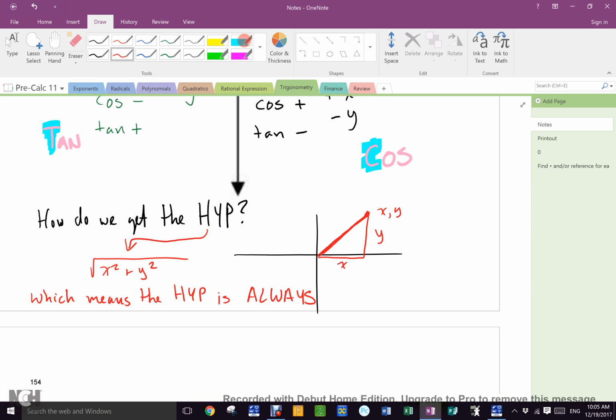X and Y can be what? What are my choices for X and Y? They can be one of two things: positive or negative. What must the hypotenuse be? Why? Whenever you square something, you get a positive, don't you? So the hypotenuse is always a positive value.